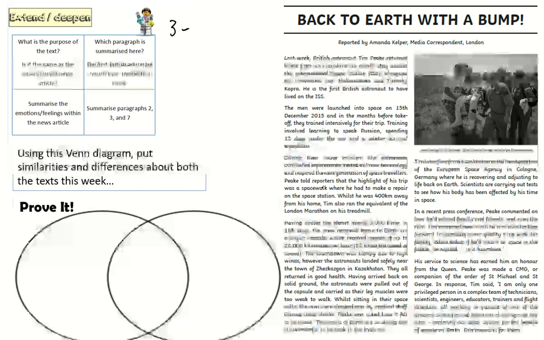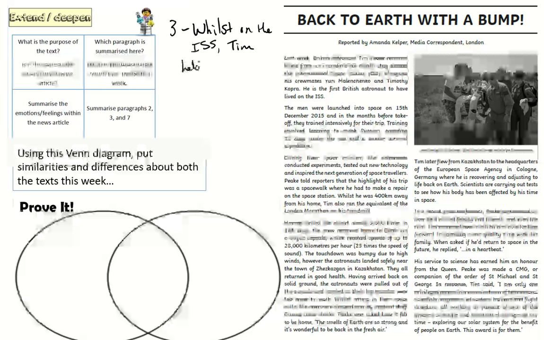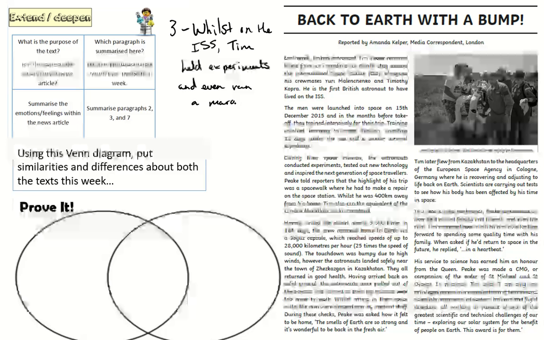So, I suppose this is summing up his proudest achievements, right? Like what he was able to do there. So, whilst, I've got to try and think of doing this in a sentence. Whilst on the ISS, Tim held experiments and even ran a marathon. I think that's fair to summarise that.